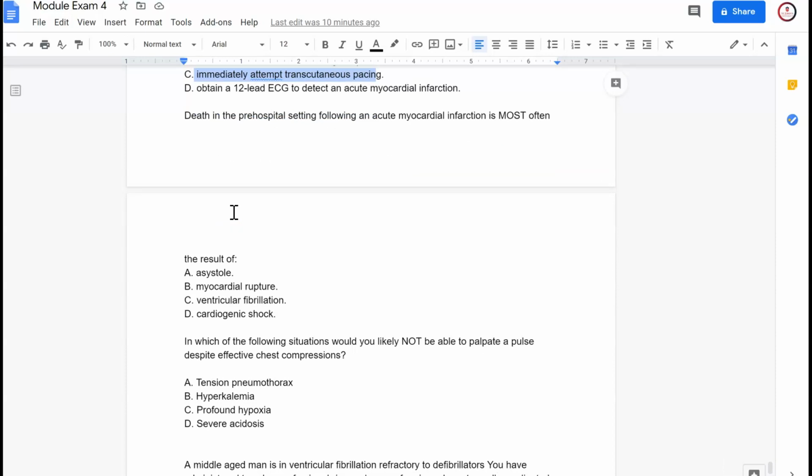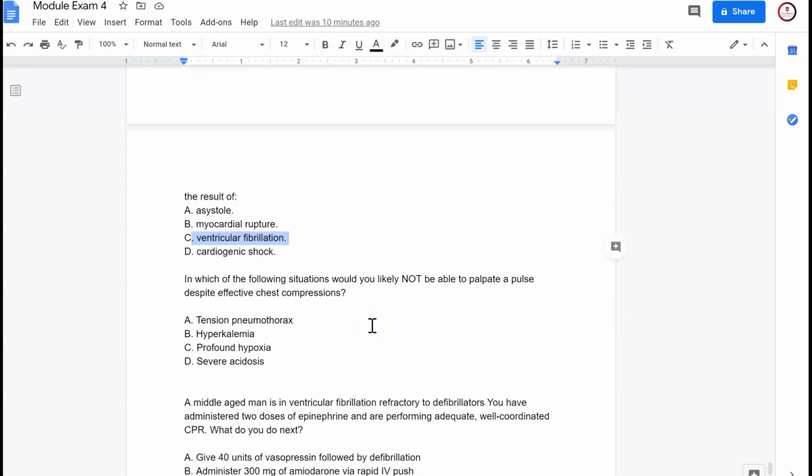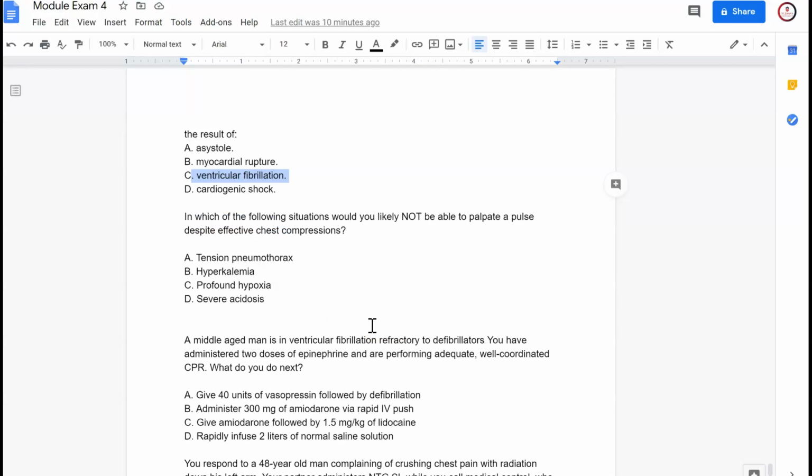Death in the pre-hospital setting following an acute myocardial infarction is most often a result of. We spoke about this. This is one of those knowledge things that you need to have in your head. Ventricular fibrillation is the most deadly, right? Because the heart's going to have electric in it for a little bit. It's going to try to keep going. It's not going to drop straight into asystole.